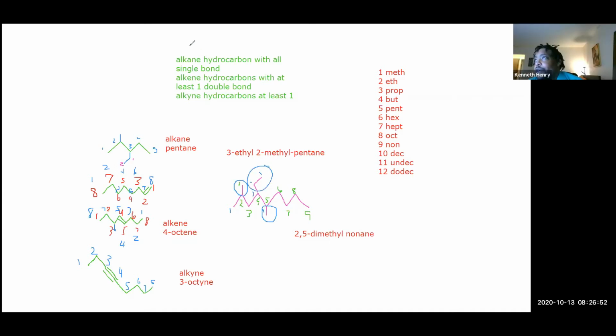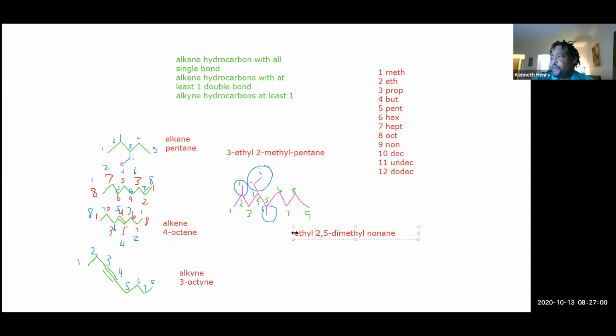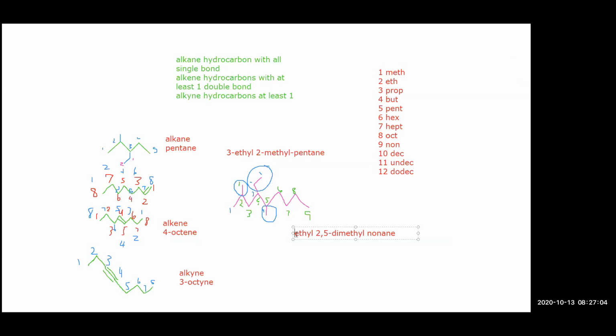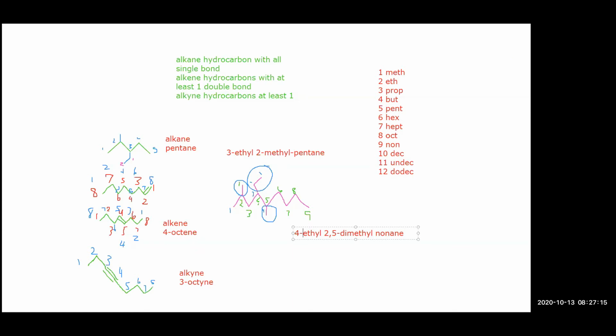There's 2 of them. So then what would that guy be called? Ethyl. And we need to say where it's located. So we'd call it 4-ethyl, 2,5-dimethyl, no name. Piece of cake? Kind of.